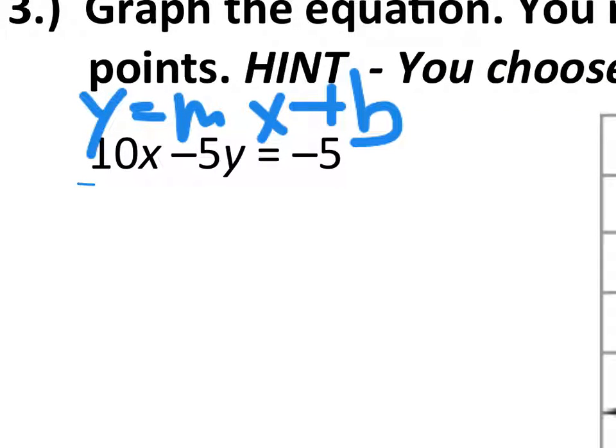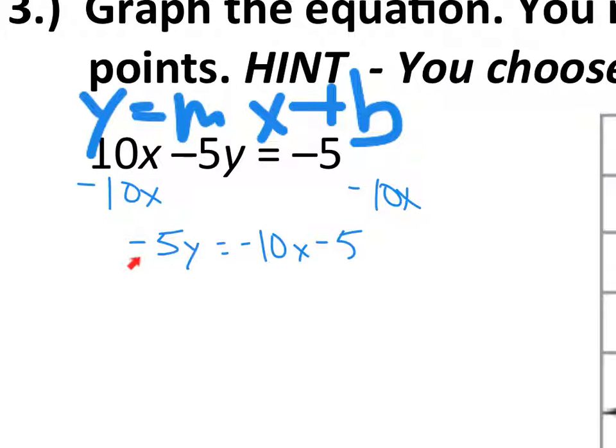I would subtract 10x from both sides, leaving you with a negative 5y equals negative 10x minus 5. And from there, I think you know what you need to do with this negative 5, but remember, take care of him to everybody on the other side.